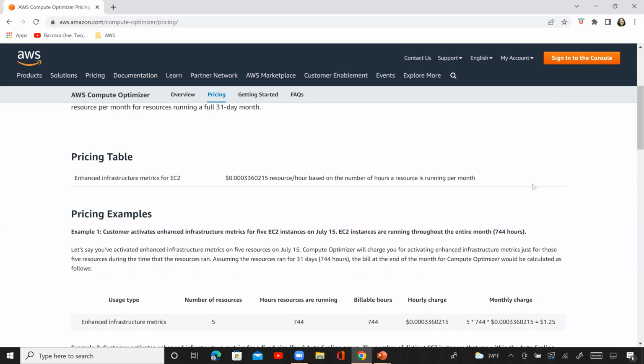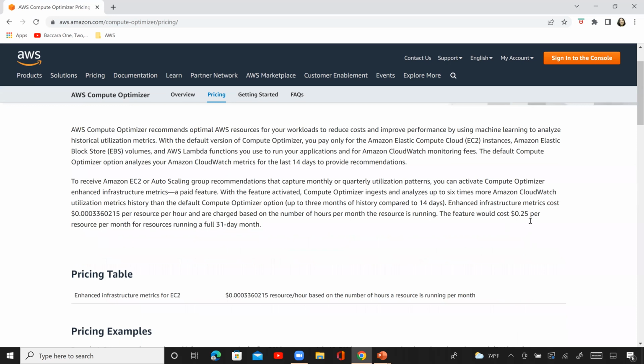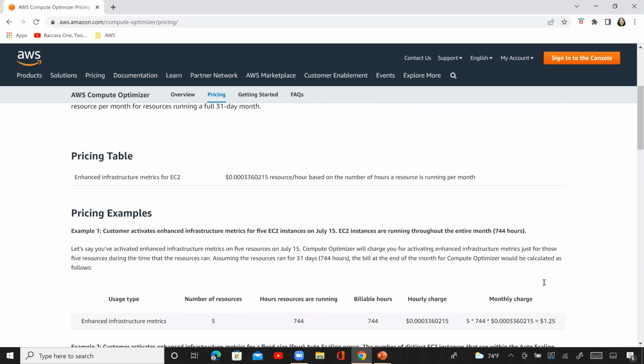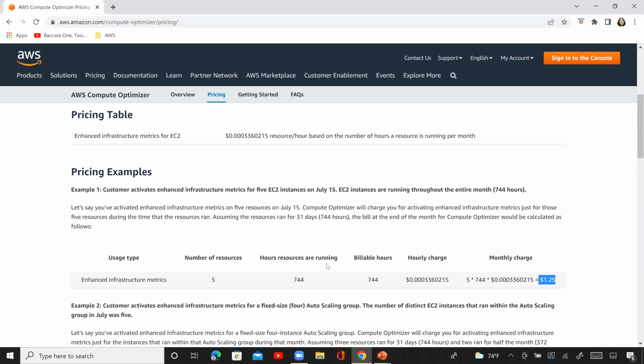Why? We saw over here on the top that per resource, it is 25 cents if the resource is running for the whole month. So you have 5 EC2 instances, and you are paying a quarter per resource. So for 5 EC2 instances, you will pay how much? $1.25. And that's exactly where this lands.